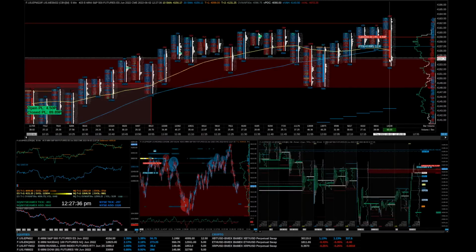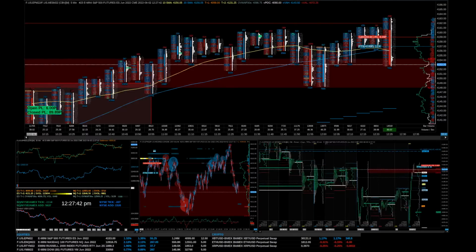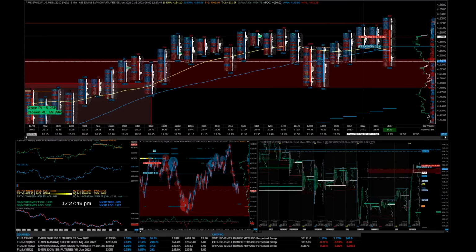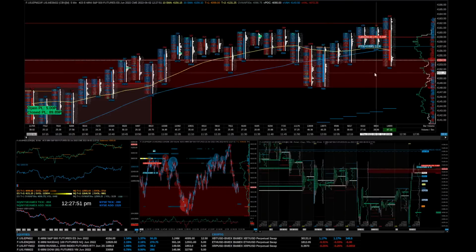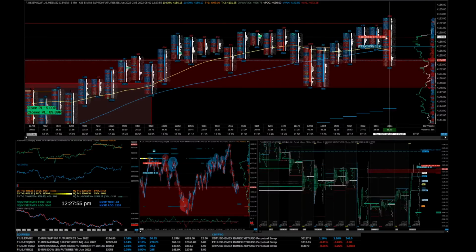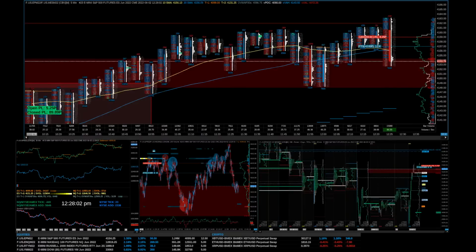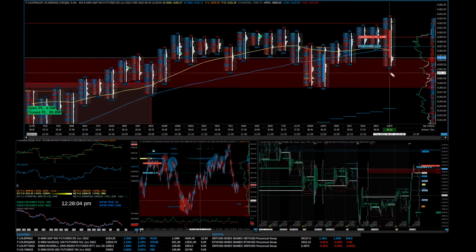Look at him just eat it up right here. At some point, this thing activates, and I think it activates at +8. So +8 would be 59. I think it activates down at 51. That's the trail stop action. And then I don't have to.